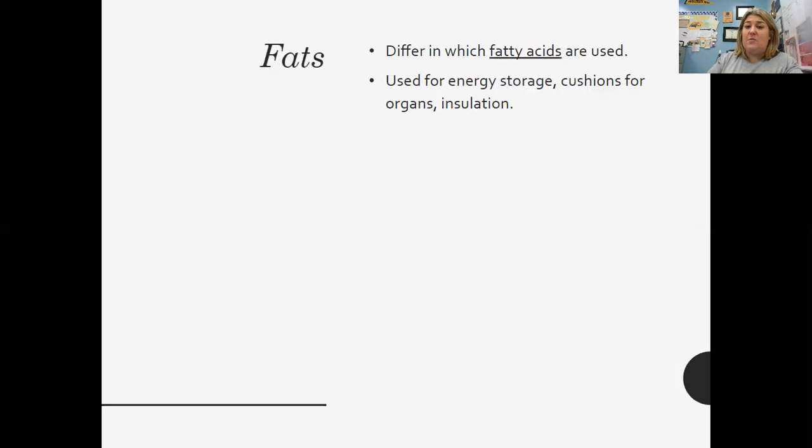Fats differ in which fatty acid is used. Some fats are used for energy storage. Some fats are used for other purposes like insulation, things like that. In general, fats are energy storage, cushion, and insulation, but specific fats do specific things within the cell.